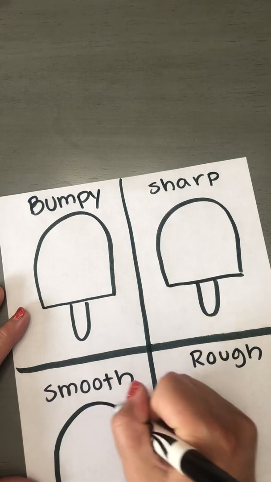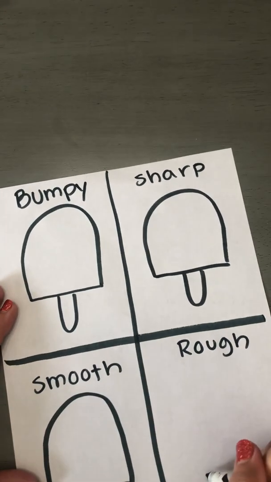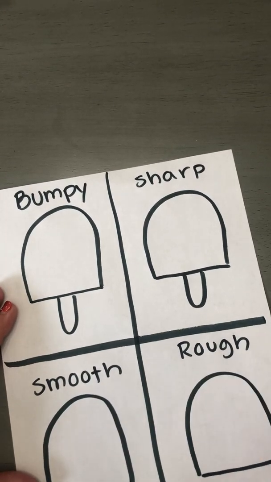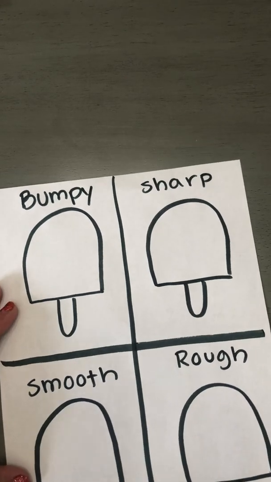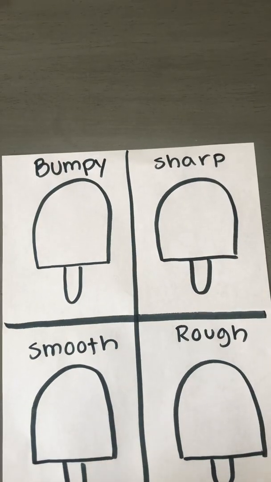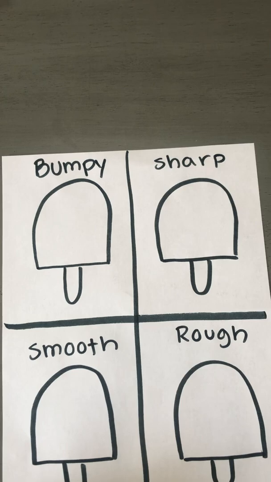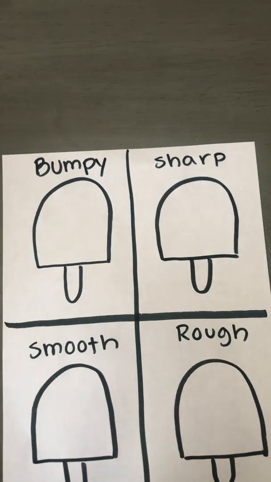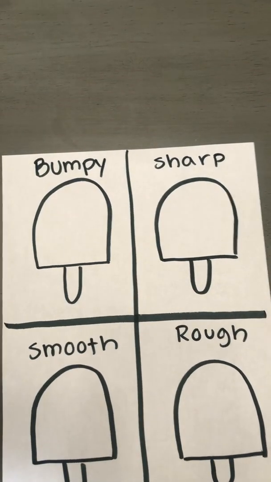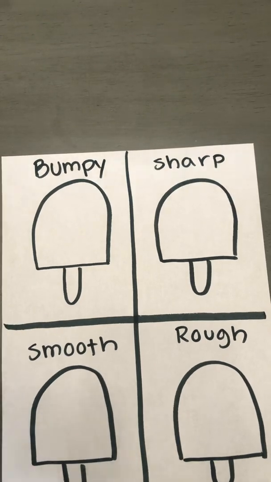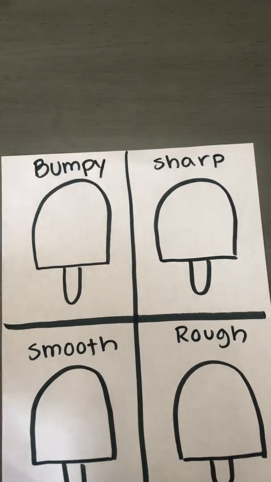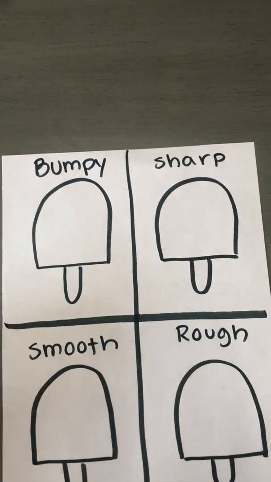These are looking like fudgesicles today, which is totally fine. All right, so I have my 4 popsicles. Now you can choose to do any colors you want. If you want to keep it simple and just do one color, that is your choice. Just for fun, I'm going to use a few different colors on my popsicle designs, but it's anything you want. So I'm going to start with some pink for my bumpy.